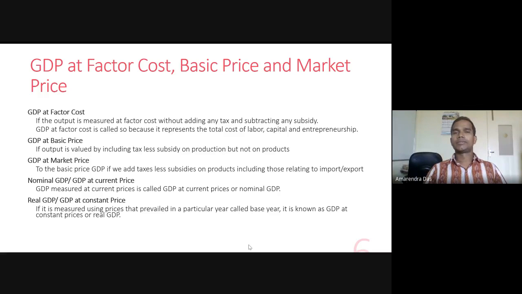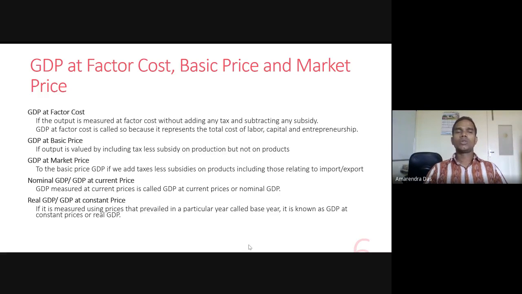But if for some reason the cloth industry is subsidized, then we have the factor cost plus all the taxes imposed by the union government and the sales taxes imposed by the state government, and the subsidies will be deducted if the industry has received any, and that's how we'll get the GDP at market price.